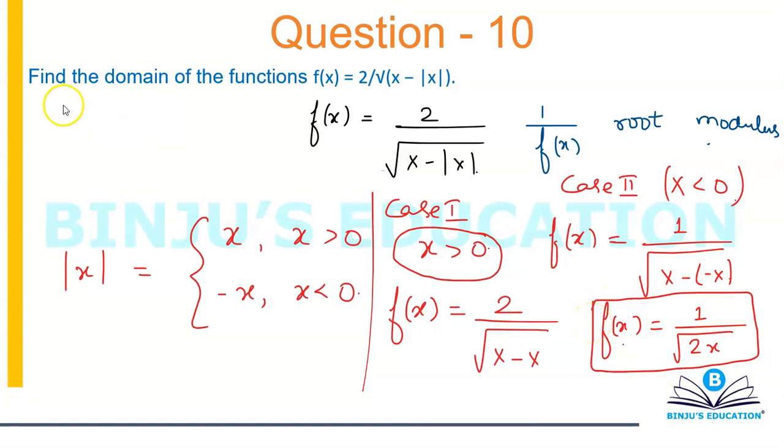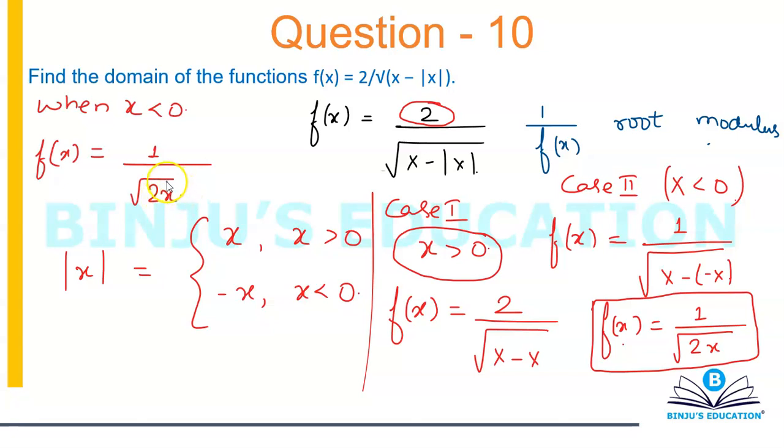Now I'm writing it here. When x is negative or less than 0, then my function is 1 over, I'm not taking this 2 into consideration as of now, okay, so don't get confused that why I'm not using this 2. I'll take care of that 2 later on. 1 over root 2x.